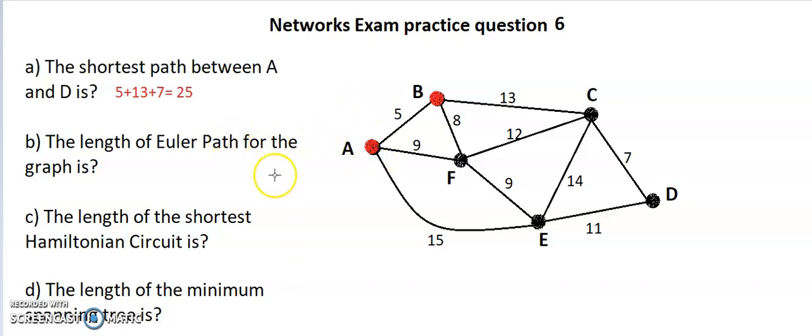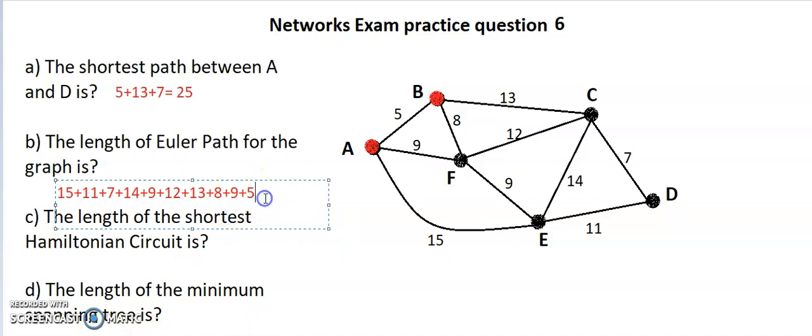So if I'm thinking about my Euler's path, I need to cross every single point, which means I'm going to be adding up every edge. So that means I am going to be going 15 plus 11 plus 7 plus 14 plus 9 plus 12 plus 13 plus 8 plus 9 plus 5. And this equals 103.